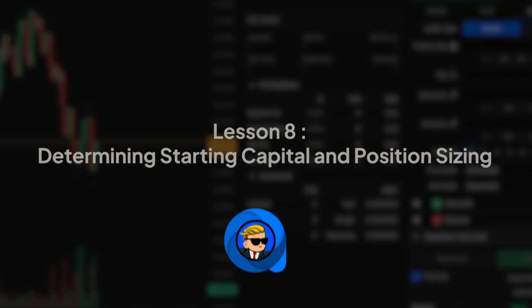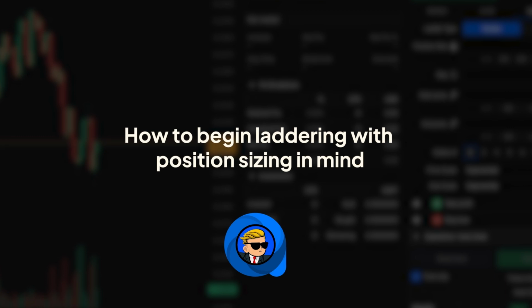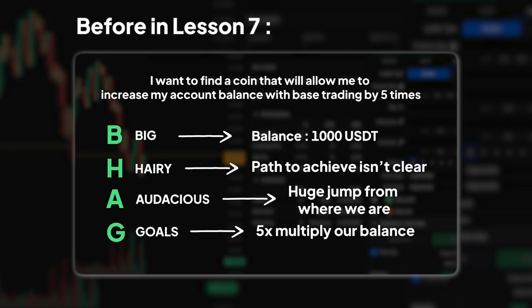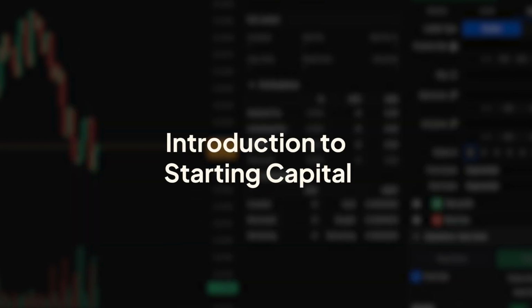In today's lesson, we discuss the critical aspects of determining your starting capital. Then, we'll showcase how to begin laddering with position sizing in mind. In our last lesson, we talked about making trading goals and objectives. Today, we'll use those ideas in the market. Let's get started. Introduction to starting capital.